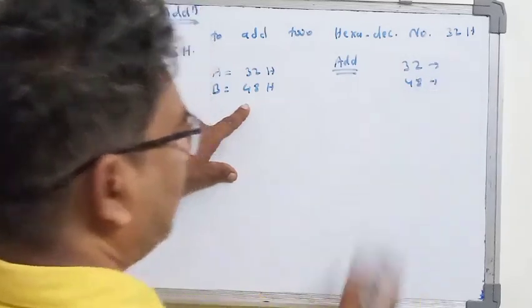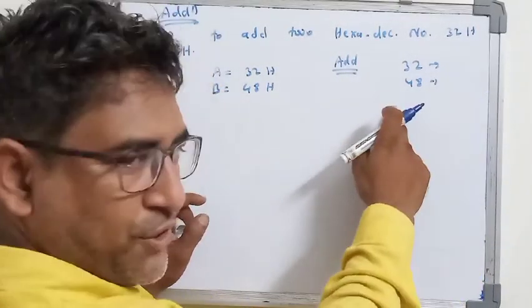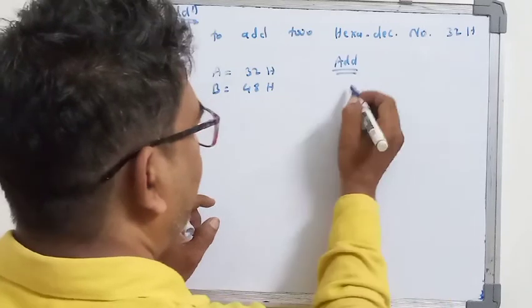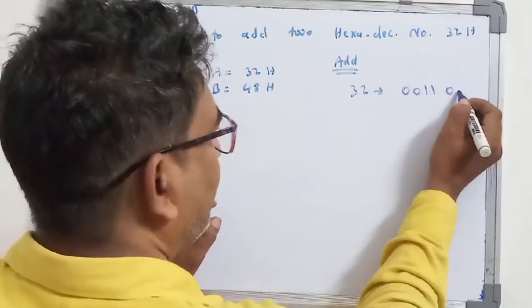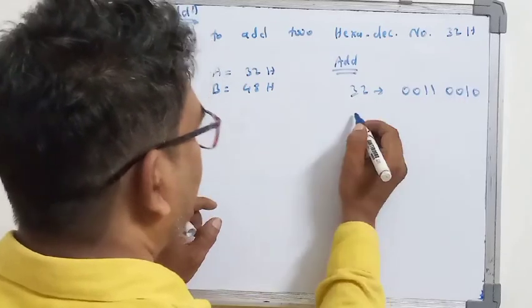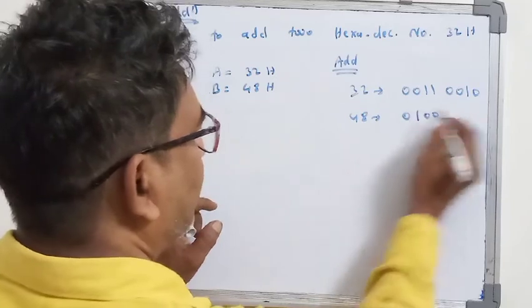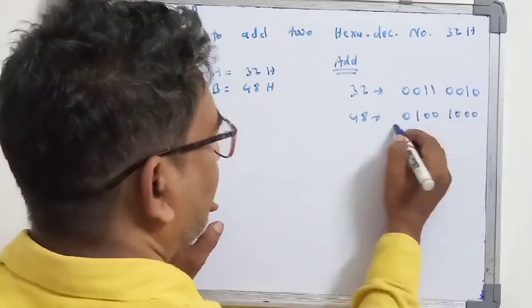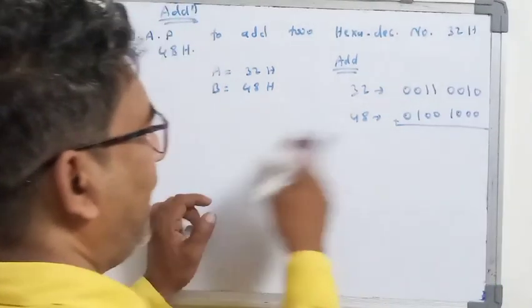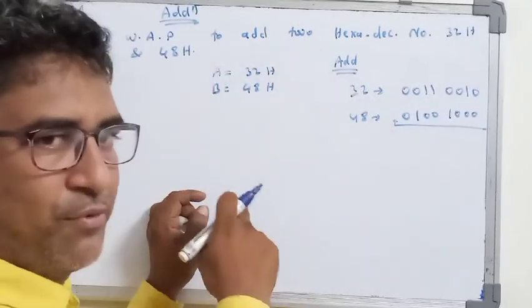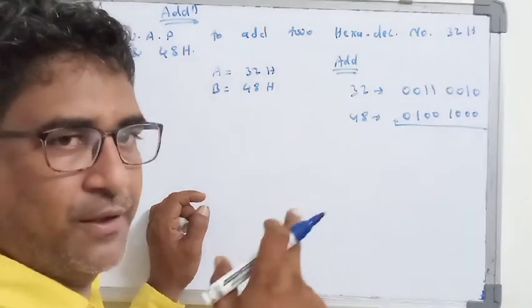we have to write 32 and 48 in the form of 0s and 1s for addition. So 32 is written as 0 0 1 1 0 0 1 0. Then 48: the 4 is 0 1 0 0, and the 8 is 1 0 0 0. We are going to add the numbers. What result will we see? That result will be stored in the program, and we have to perform that in a kit.